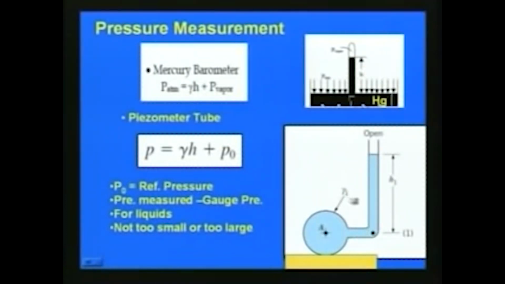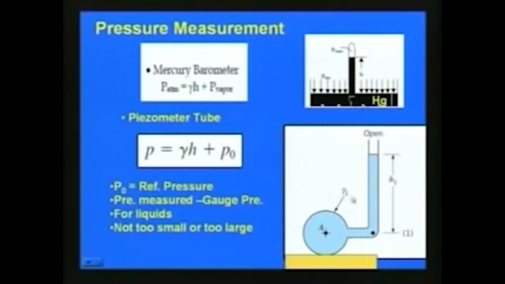There will be a rise in pressure, or a rise in the liquid column, water or whatever kind of liquid you are considering. There will be a rise in liquid column here, that is H1, and from the piezometer we can determine the pressure P as gamma into H plus P0, where P0 is the reference pressure. For example, if it is open, then it can be atmospheric pressure, which can be considered as 0, and the pressure measured is the gauge pressure. So, here we are measuring the gauge pressure.